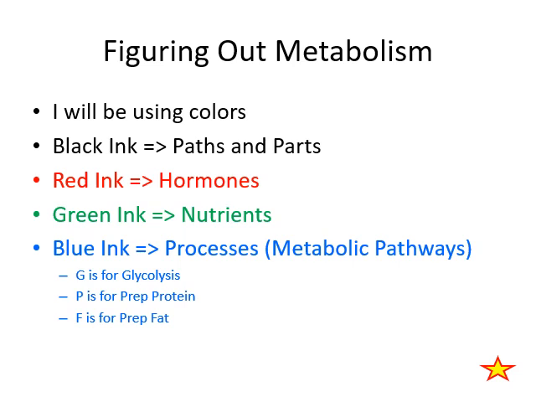I'll use single letter functions by the time we get there to talk about G is for glycolysis, P is for protein prep, F is for prepping fat. So if you want to follow along with those colors, have them probably in 2 weeks. So you can follow along.